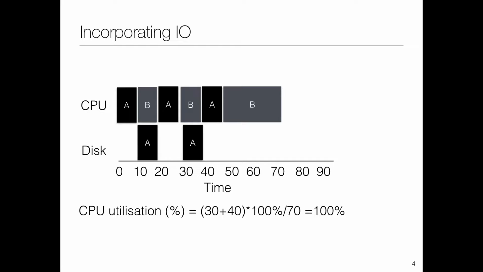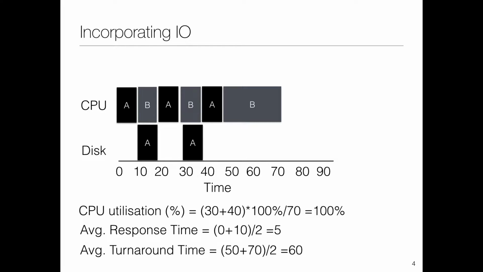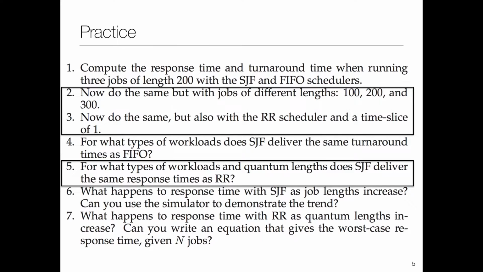What's the response time? Response time for A is 0, response time for B is 10. So 0 plus 10 divided by 2, which is 5. Turnaround time: we see that now B completes 20 time units earlier in comparison to the previous method. It now takes 70 units in total. A is taking the same time, which is 50 units. So the average turnaround time is now 60 units.